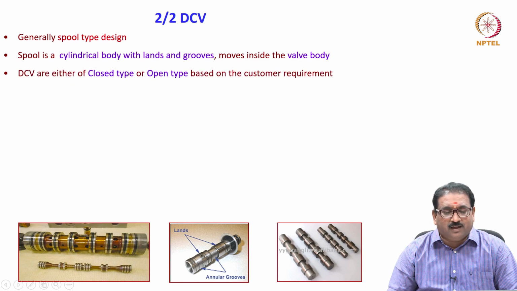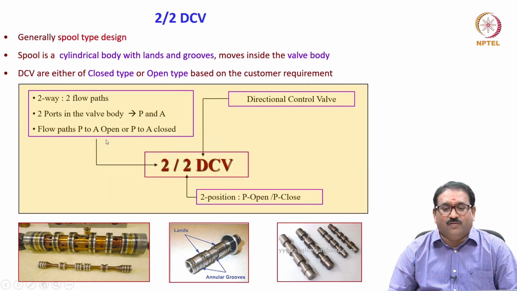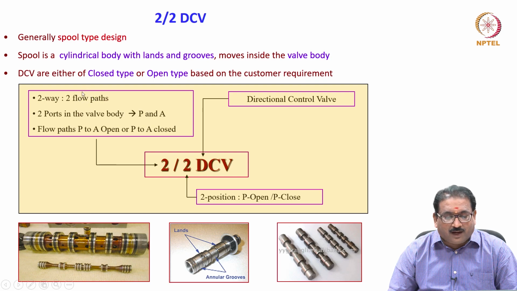DCVs are either closed type or open type based on the customer requirement. Now I will tell you what this 2 by 2 signifies. This is the same convention for 3 by 2, 4 by 2, 5 by 2. Please understand very carefully, friends. The first two designates two-way, or two flow paths. Two flow paths are there.